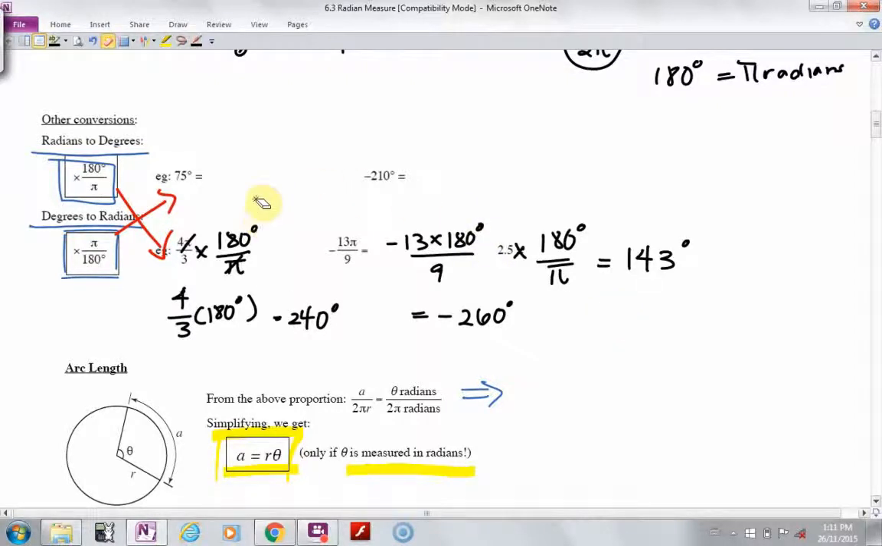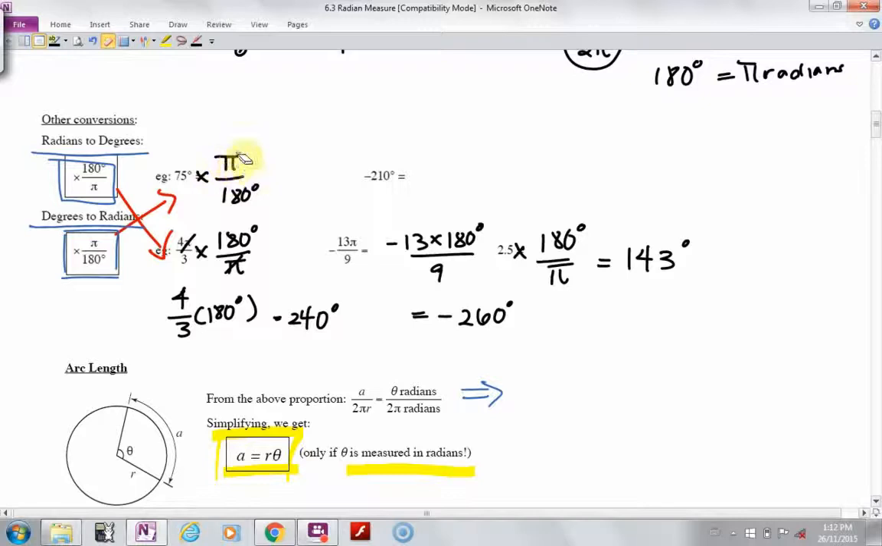Now, when we're converting from degrees into radians, we do exactly the same thing, only we multiply by pi over 180 instead of 180 over pi. So we're going to multiply by pi divided by 180 degrees. Okay? Now, your calculator will simplify this fraction for you very easily.